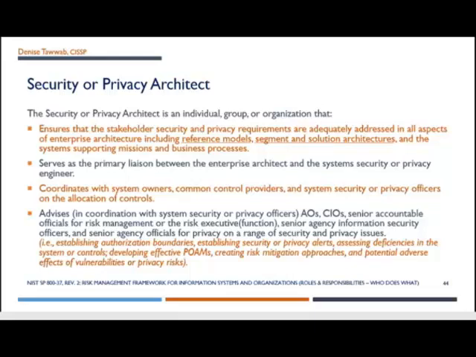For example, establishing authorization boundaries, establishing a security or privacy alert, assessing deficiencies in the system or in controls, developing effective POAMs, creating risk mitigation approaches, and potential adverse effects of vulnerabilities or privacy risks.